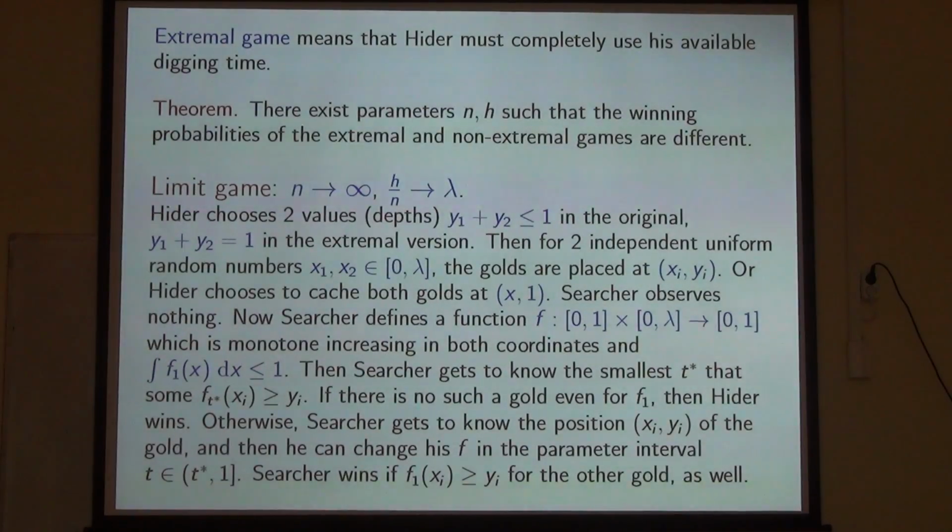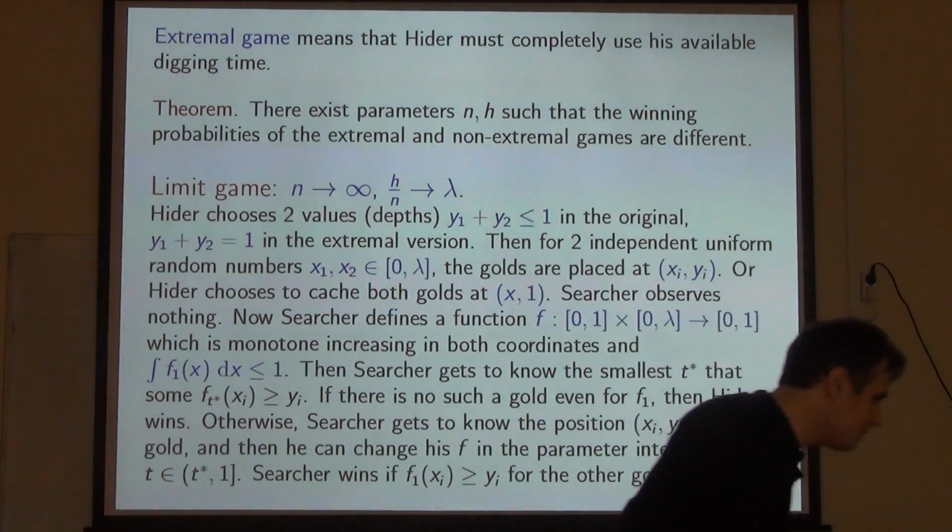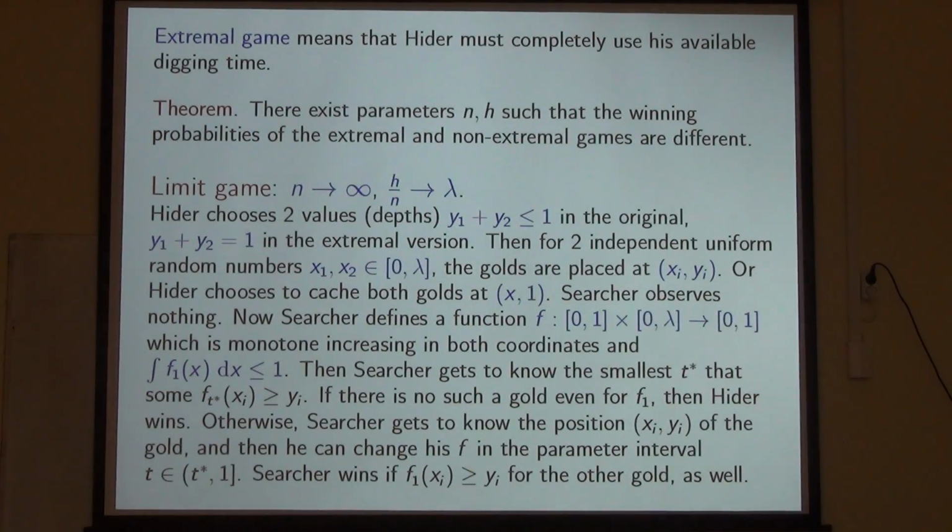Okay, so the trick is first we consider the case when n tends to infinity. What do I mean, n tends to infinity? So there are infinitely many holes. If there are infinitely many holes, then it's hard to define the limit of these games, because if you have a countably infinite number of holes, then it's difficult to measure the proportion of the holes what you cache.